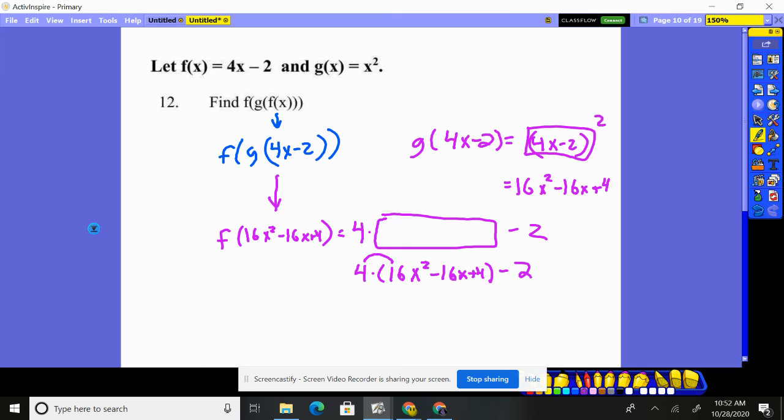So I just got to distribute the 4 through. That's what? 64x squared minus 64x plus 16, take away 2. And then the final answer, 64x squared minus 64x, gain 16, lose 2. That's a gain of 14. Takes a little bit of work, but it's not really that difficult. You're just plugging one into the other into the other.